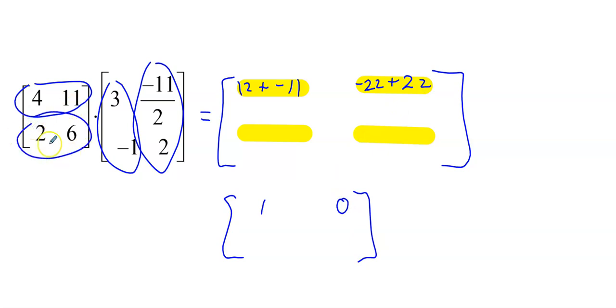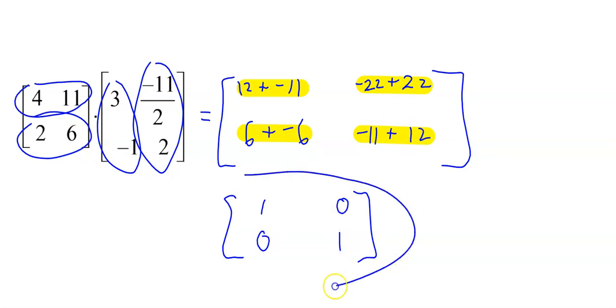Let's see. 2 times 3 is 6, plus 6 times negative 1 is negative 6. This is looking good. And let's do the last one. It's hard to do that fraction. So 2 times negative 11 over 2 is negative 22 over 2, which is negative 11. And then 6 times 2 is 12. Negative 11 plus 12 is 1.